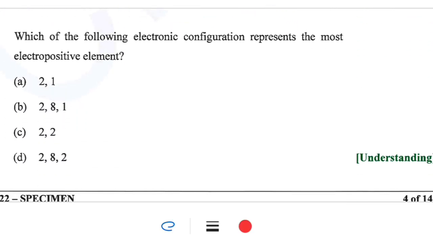Next. Which of the following electronic configurations represents the most electropositive element? Most electropositive. So we know the meaning of electropositive: when an element has a tendency to lose electrons and become positive, we call it electropositive. And alkali metals are generally electropositive elements, right?